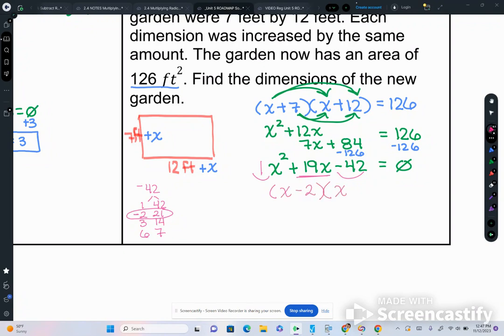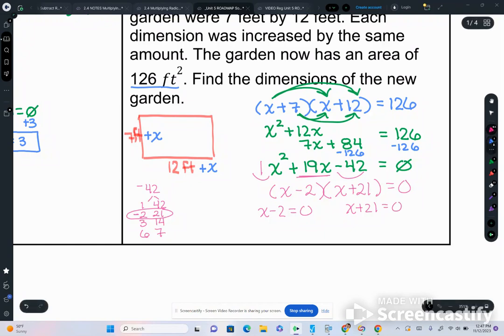So x minus 2, x plus 21. And then again, we're going to set those equal to 0. So if I have x minus 2 equals 0, x plus 21 equals 0, I'm going to add 2 to both sides to get x is equal to 2. Or I can subtract 21 from both sides to get x is equal to negative 21.